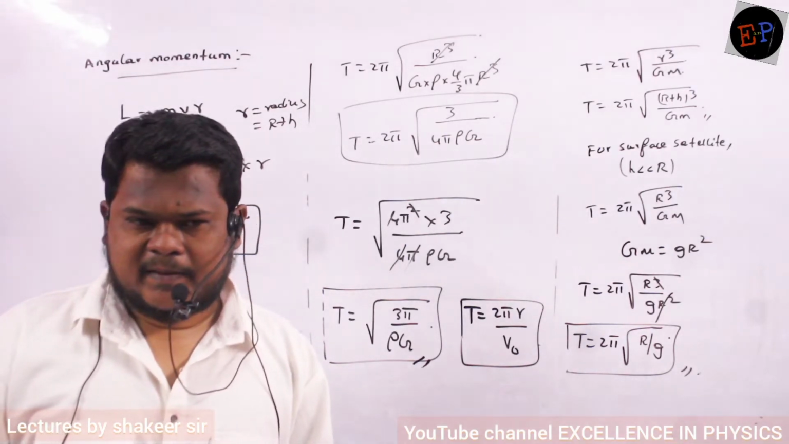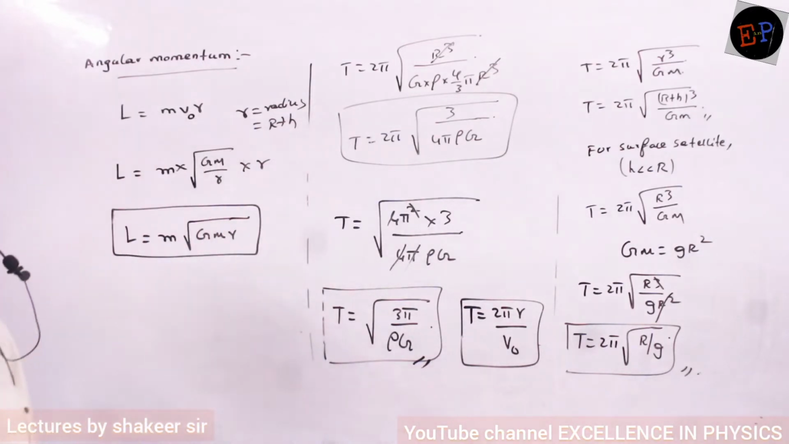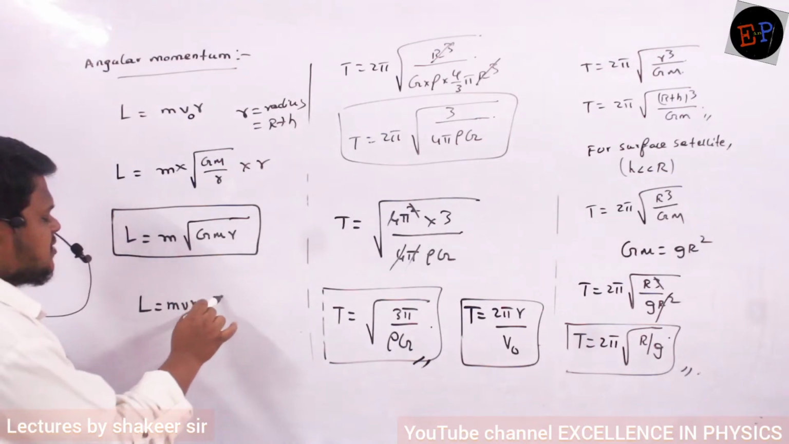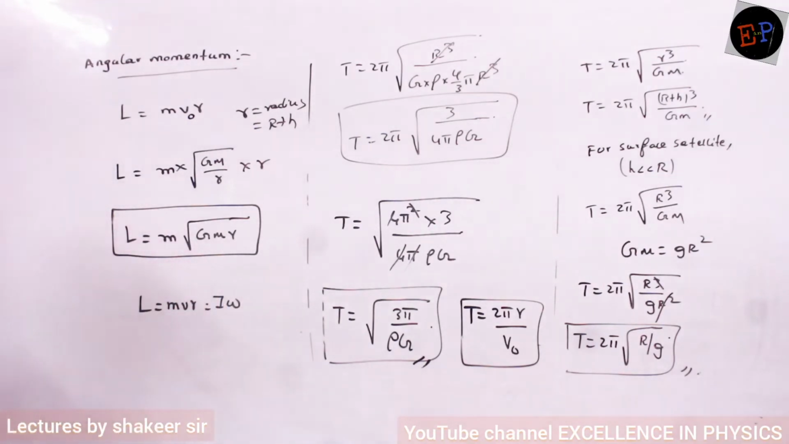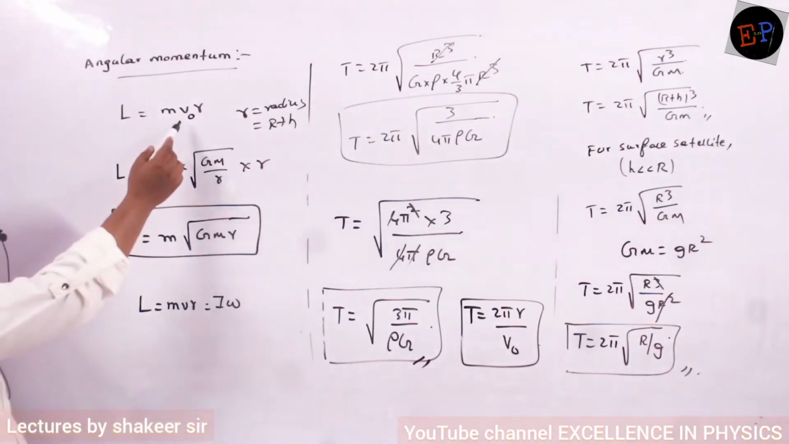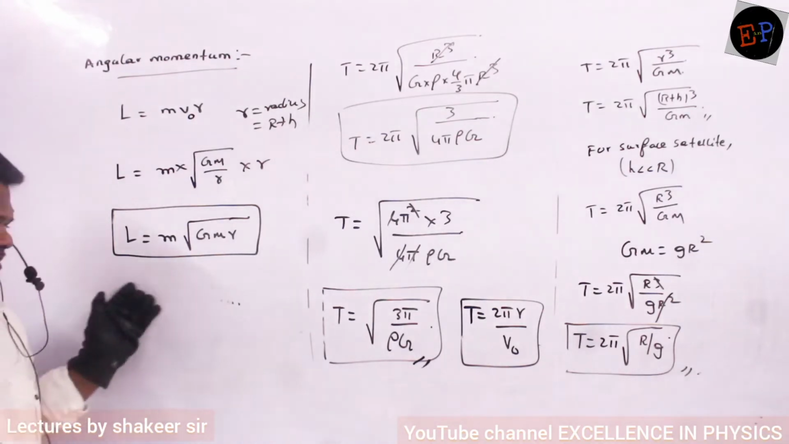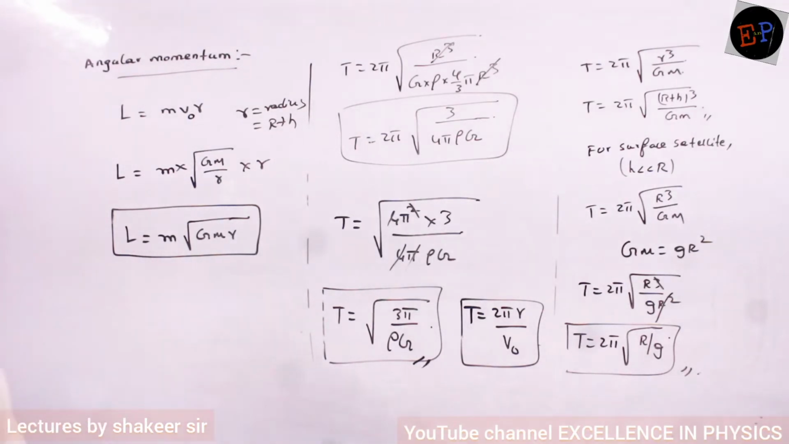Omega. Angular momentum, two equations are there. One equation is mvr, another equation is I into omega. Anyone you can use. L means angular momentum.